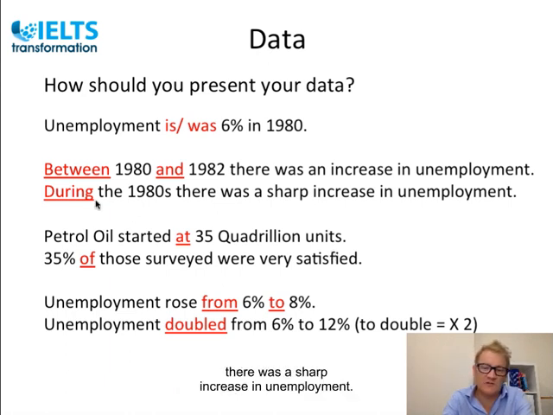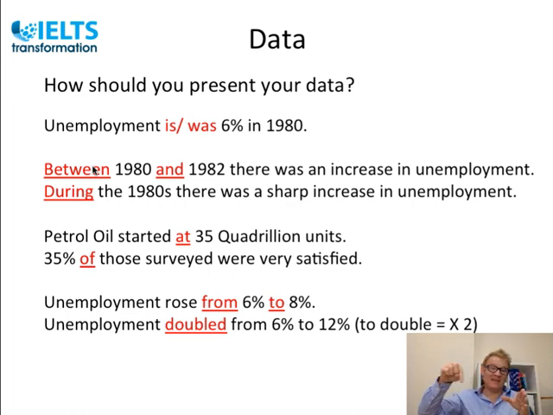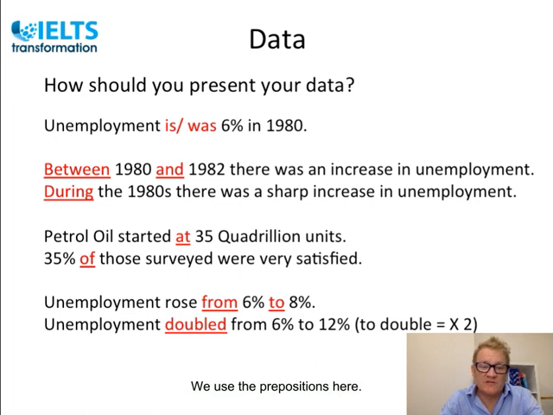During the 1980s, there was a sharp increase in employment. So these prepositions here are important to say what was happening from here to here, which is often the case, or during, in that time. We use these prepositions here. Petrol and oil started at 35 quadrillion units. 35% of those surveyed were very satisfied. Okay, so these prepositions are important to help you to describe the data.